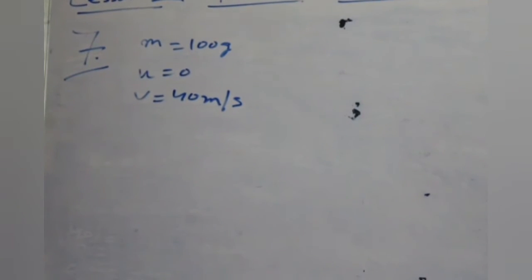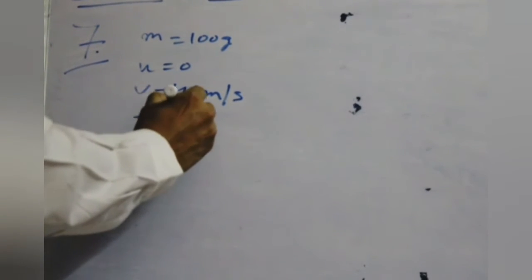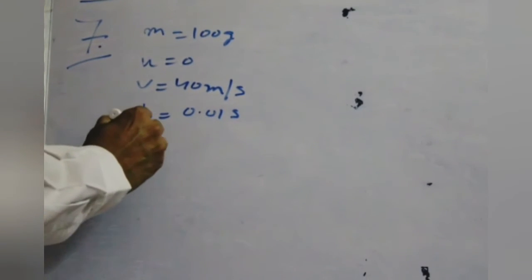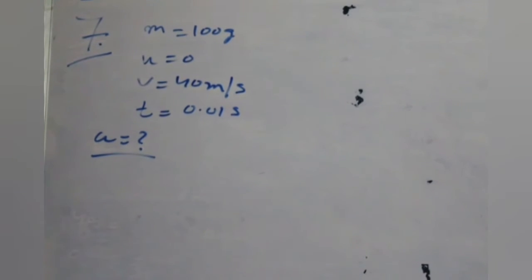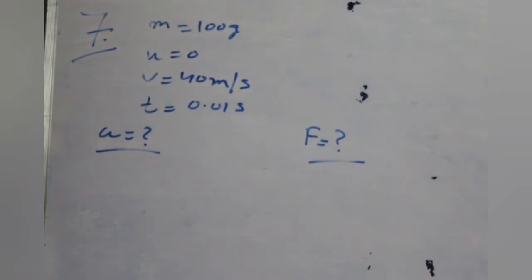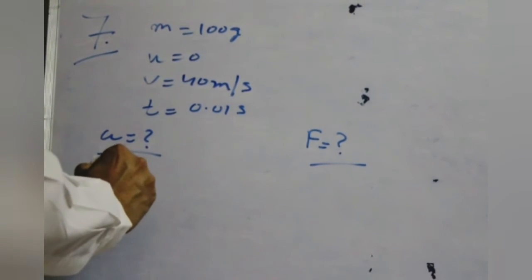If the time of contact of hockey stick with the ball is, that means t is equal to 0.01 second, calculate the acceleration. A I have to calculate, and number 2, force acting on the ball, that means F I have to calculate. Now we know V is equal to U plus at.